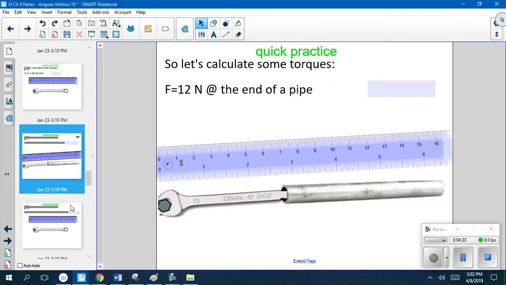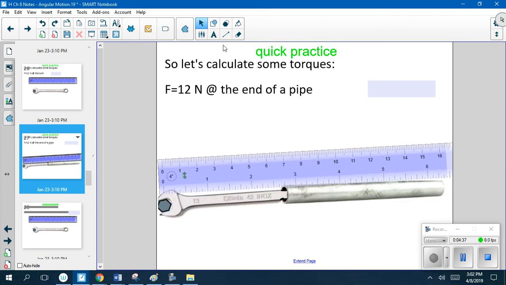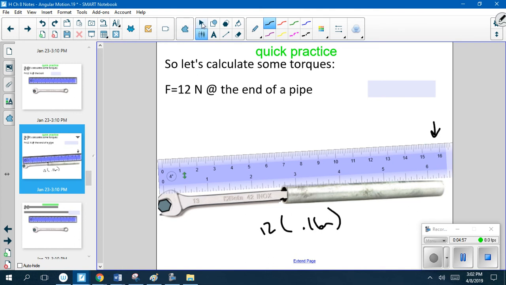What if we were able to extend this wrench? Now our wrench, instead of being the 10 centimeters long that it was, is quite a bit longer, let's say 16 centimeters, so 0.16 meters long. We're still doing it at the end of the pipe, completely direct, perpendicular to the wrench itself. So we'll have 12 times 0.16, and you should notice that the torque increases.